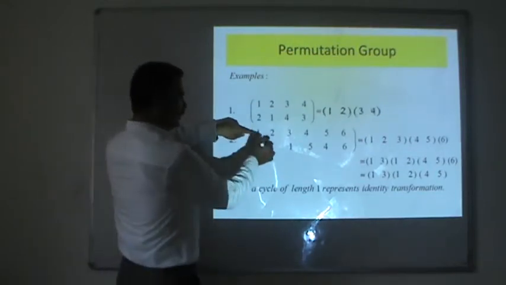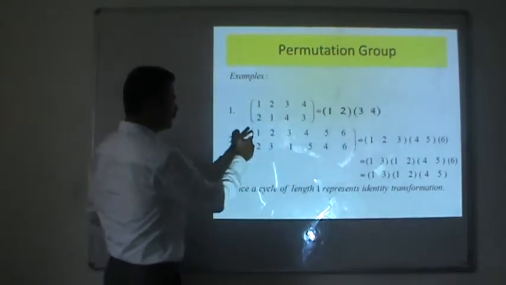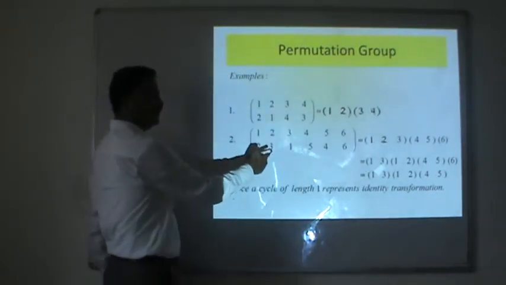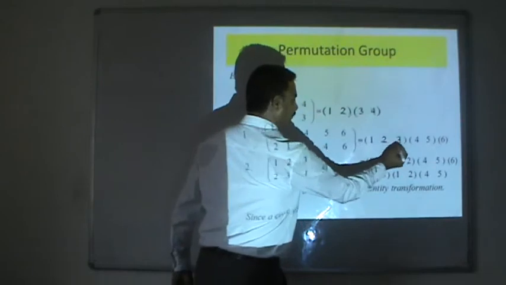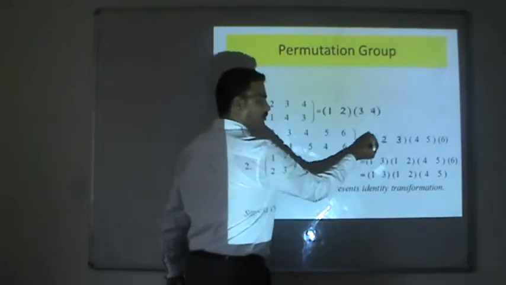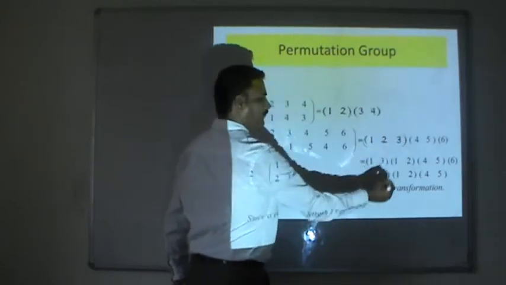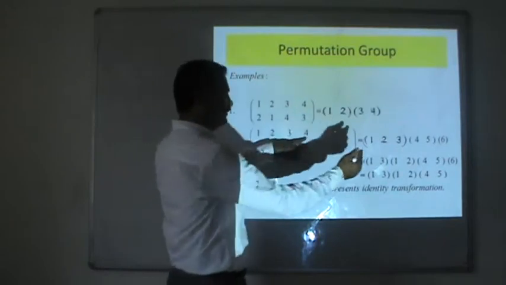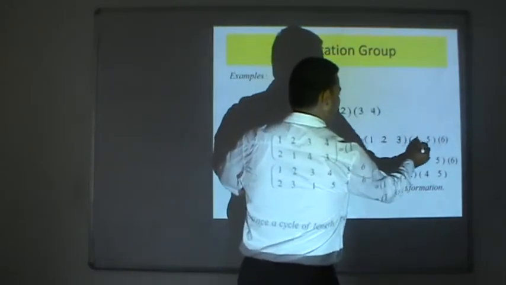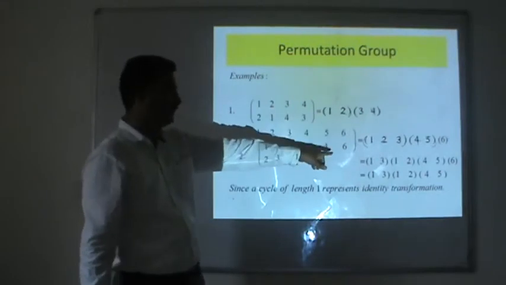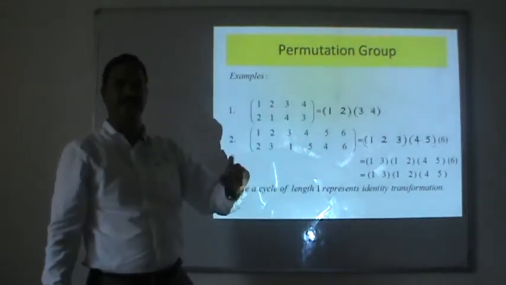First we write 1. Because 1 goes to 2, we write 2. Further, 2 goes to 3, so we write 3. And finally, 3 goes to 1, so the cycle is closed. Now we consider the next element, that is 4, and 4 goes to 5. Further, 5 goes to 4, so the cycle closes. And finally we have the single element 6, which maps to 6.